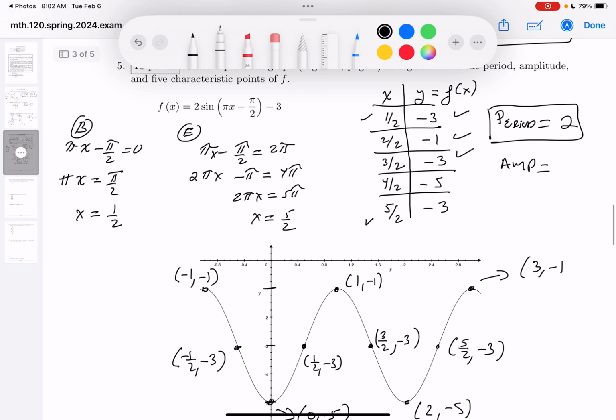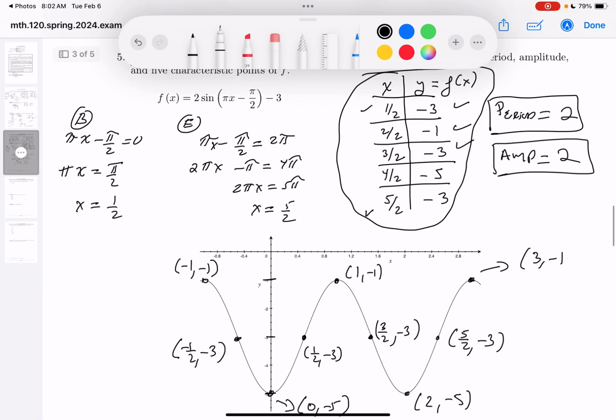Now, if you looked at this thing over here, the top of it's -1, the bottom of it's -5. The distance between those two is 4, and half of 4 is going to be 2. So the amplitude is 2. All right? So we're 5 points. We got the period and amplitude, and the graph was helpful.